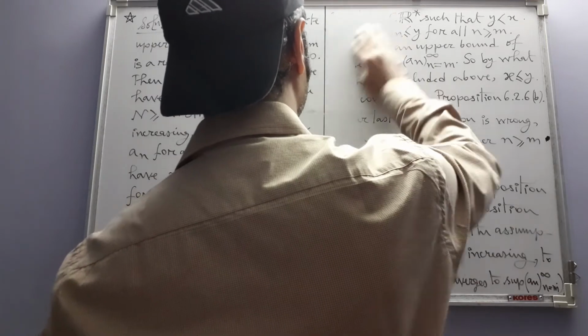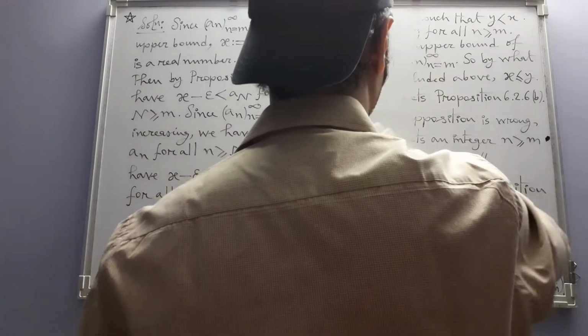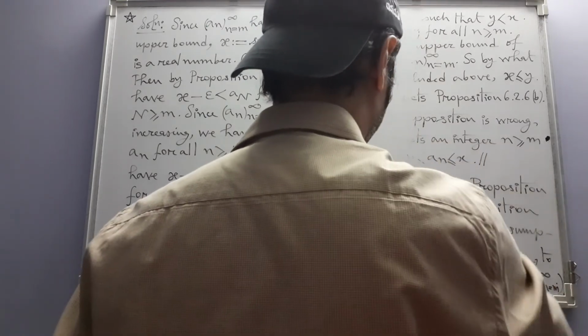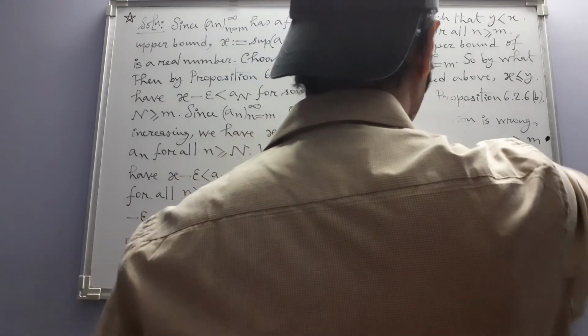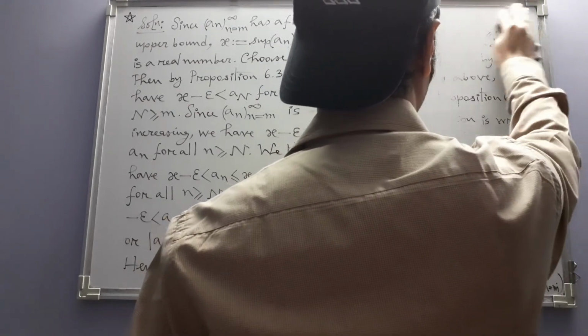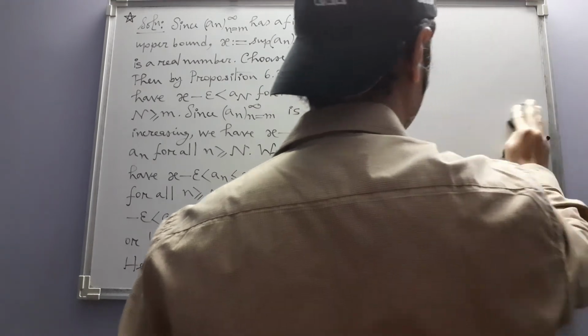And we will use this quite often. Whenever we come across an increasing sequence or a decreasing sequence, we see whether it is bounded or not. If it is bounded, then it's convergent, otherwise it's divergent.